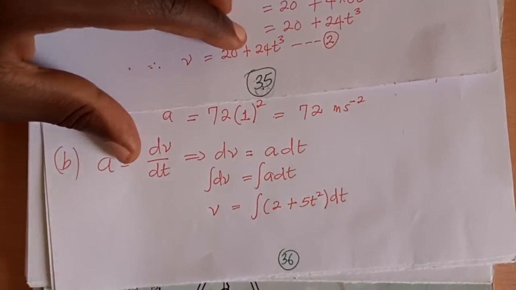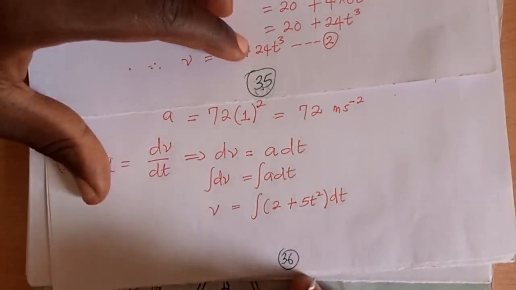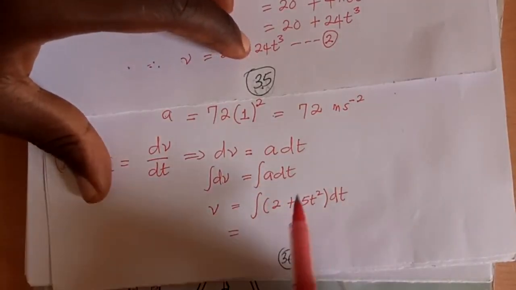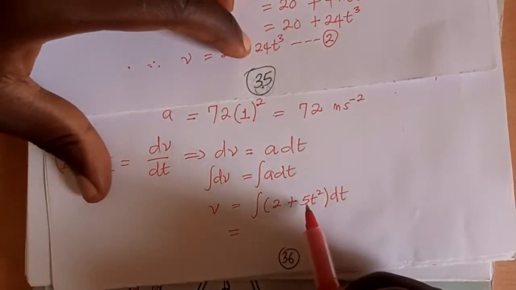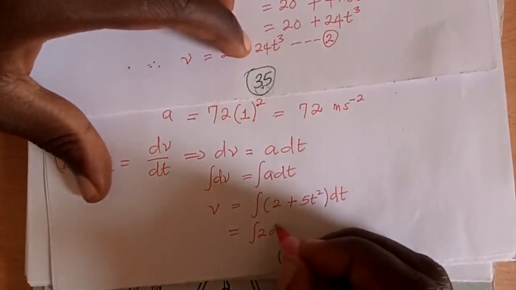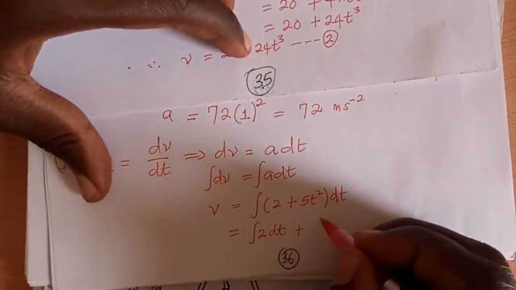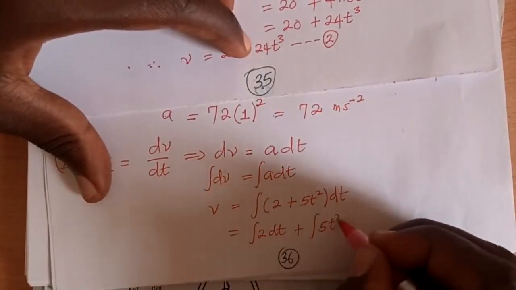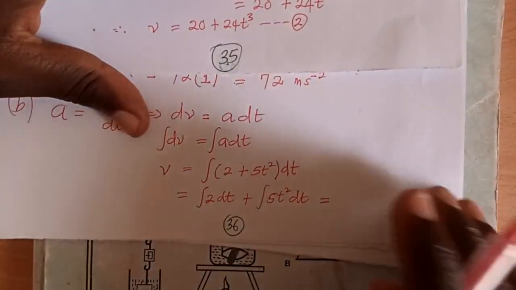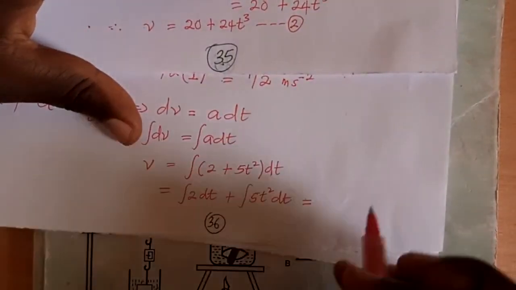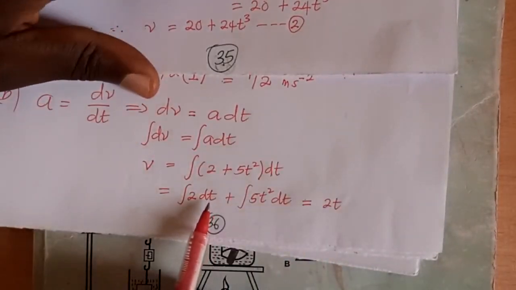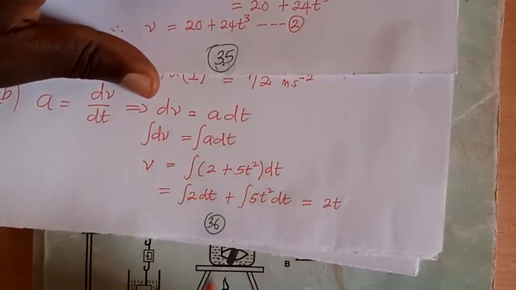Moving on. This one I will have to integrate individually. I will take 2 and integrate, then plus this one too, I will integrate it. So I will have the integral of 2 dt plus the integral of 5t squared, also dt. The integral of a constant will just be 2t. I will multiply it by the independent variable t.